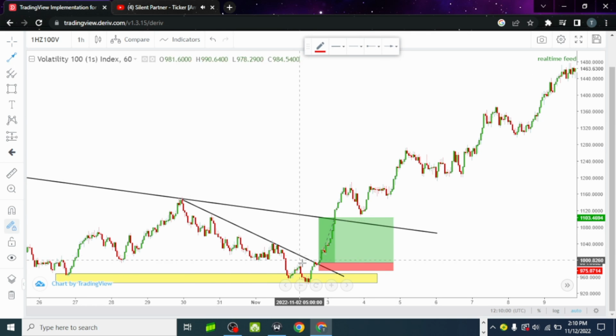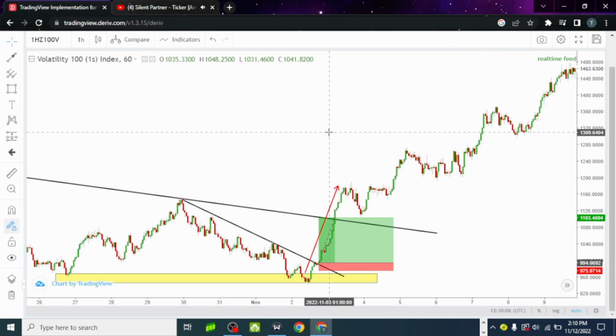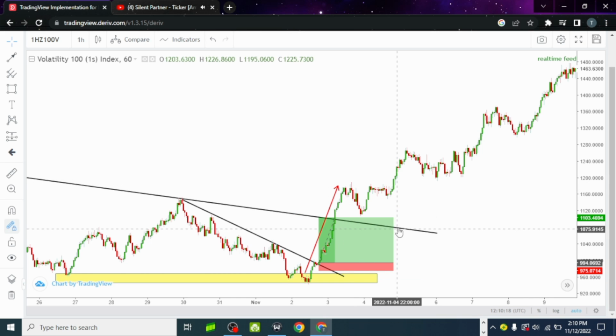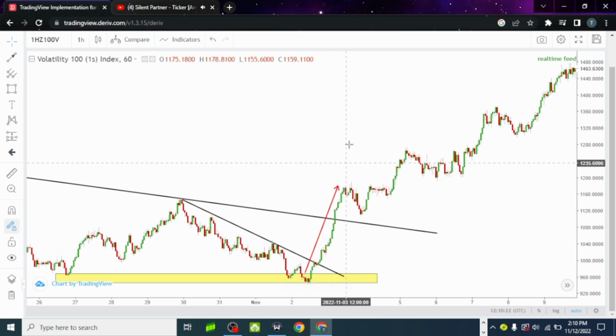So as you can see here, from this lowest point up to this point here, the price covered a long distance within a short period of time. It covered a lot of points. In volatility indices, we use points. It covered a lot of points within a short period of time. So this one here was our impulsive move. Let me delete this too here. So this one here was our impulsive move.